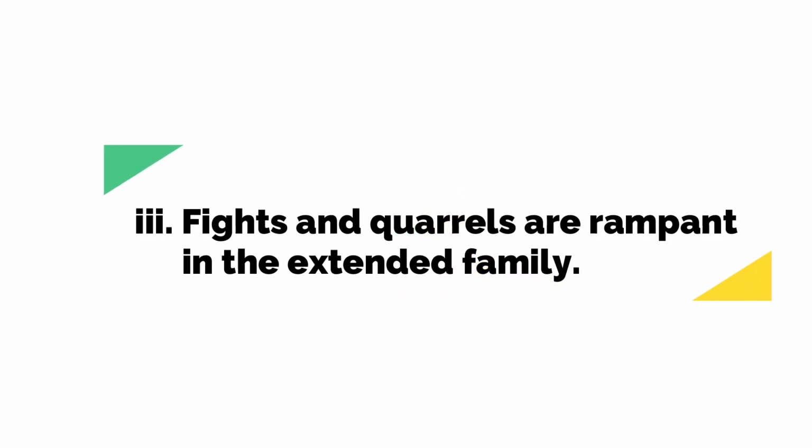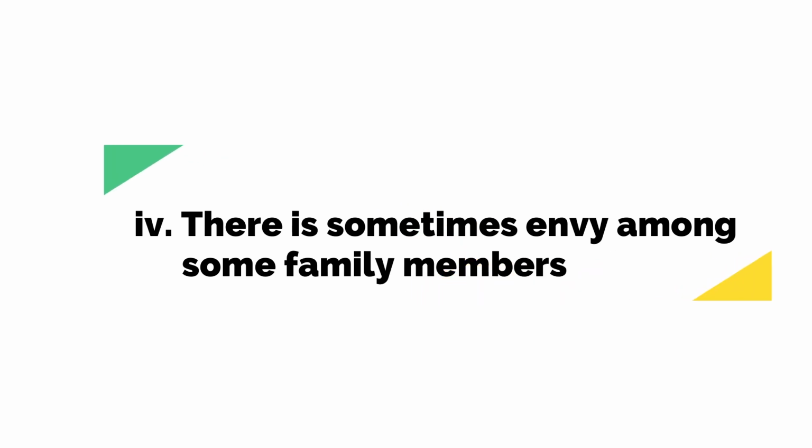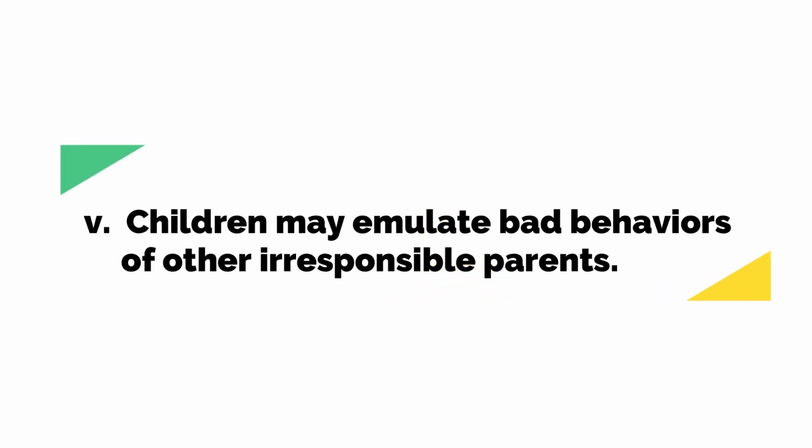Fights and quarrels are many times rampant in the extended family. There is sometimes envy among some family members as a result of other family members progressing and doing well. So this will even sometimes lead to suspicion and hatred. Children may emulate bad behaviors of other family members in situations where aunties and uncles are unable to demonstrate very good moral behaviors for the children to emulate.